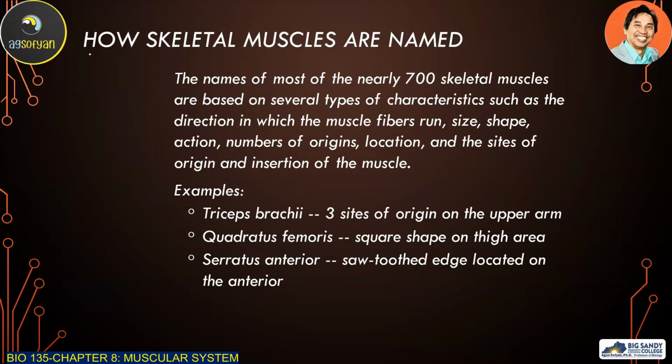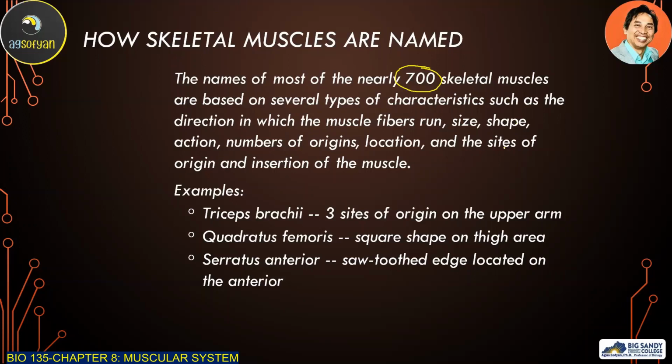Like for example, when we smile, when we are laughing, when we are talking, it will give some expressions in our face. This is actually coming from the muscle contraction and relaxation in some of our facial muscles. So there are about 700 different types of muscles in our body.